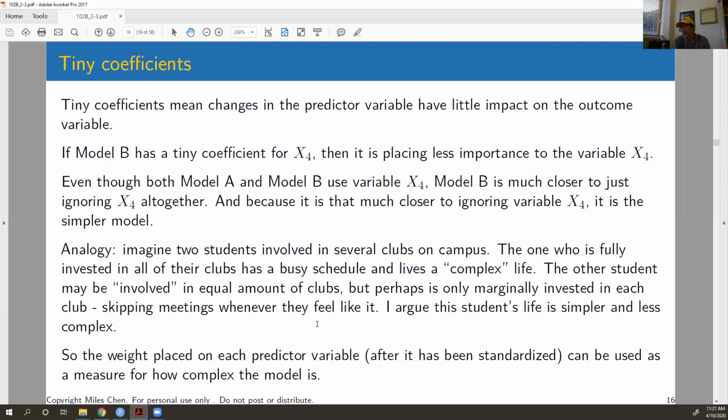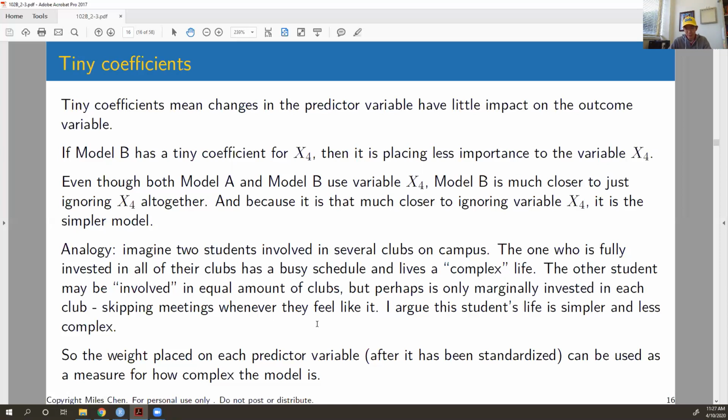Now, whether that's a good thing or bad thing, that's something else. I was always taught, if you're going to do something, do it well. But you know, between the one who's fully involved in all 4 versus the one who's only marginally involved in 4 clubs, we would say the one who's marginally involved has a simpler life.